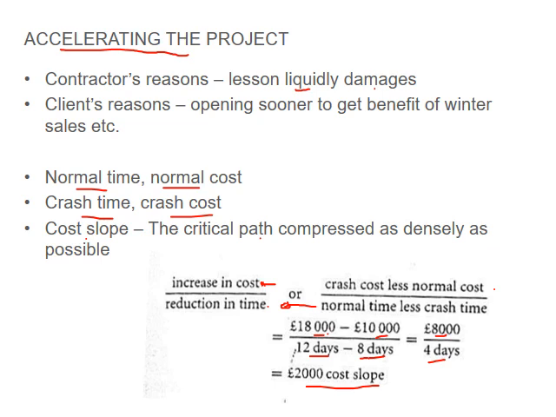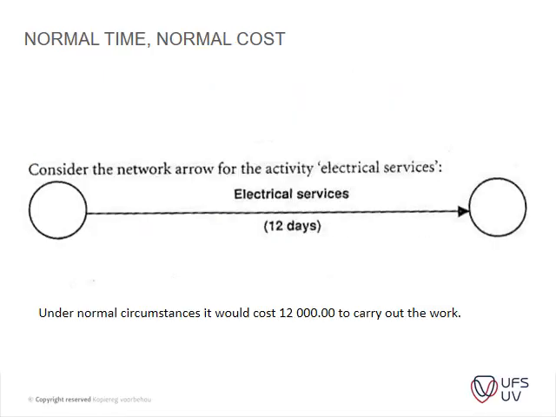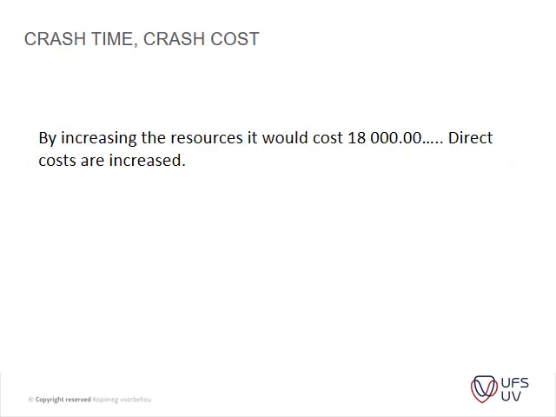Let me just get that page. Okay, it starts on page 186. Explaining it a little bit better, you've got your normal time and normal cost. You consider a network arrow for the activity of electrical services. For instance, your electrical services would have taken 12 days under normal circumstances. That's your normal time.